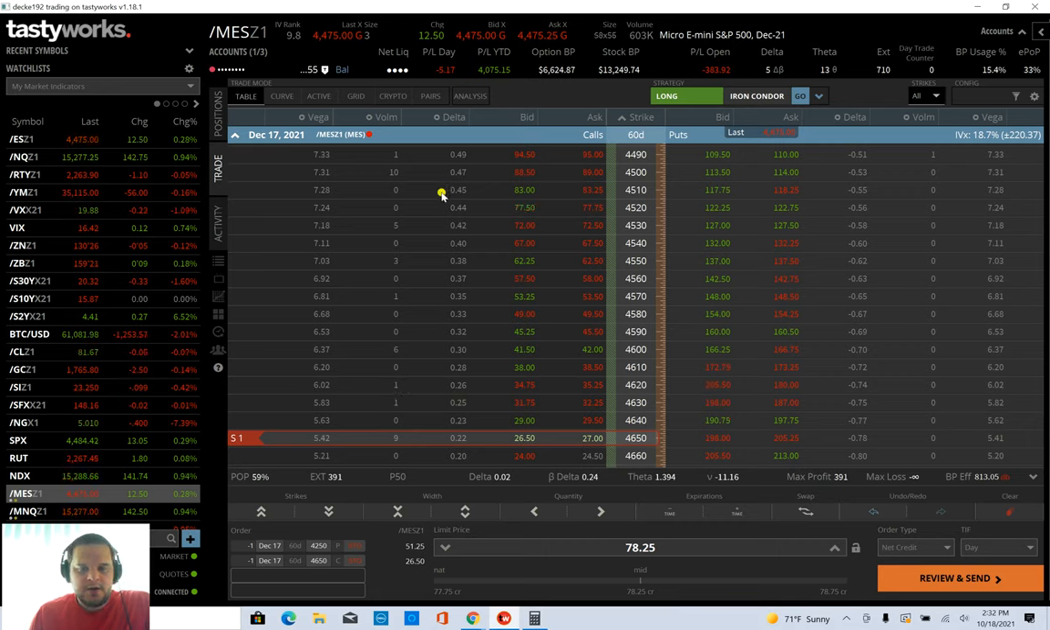So I did one short strangle here. If I change the quantity to 2, you can see I have 2 short puts and 2 short calls. My buying power effect is 1630.